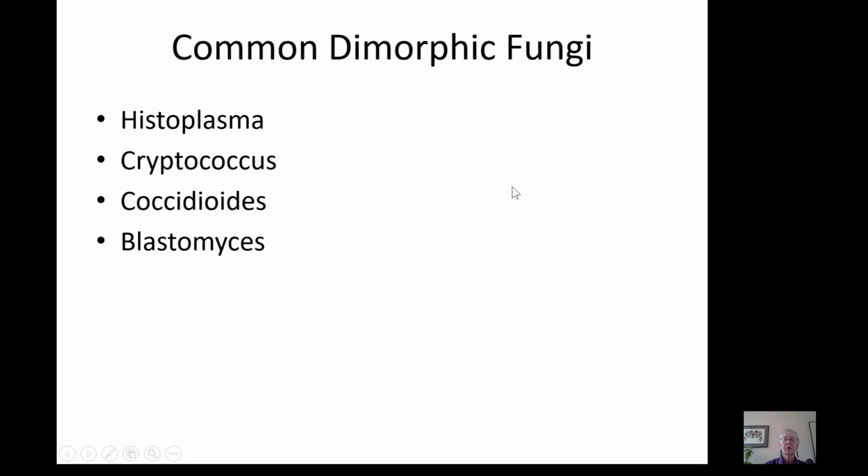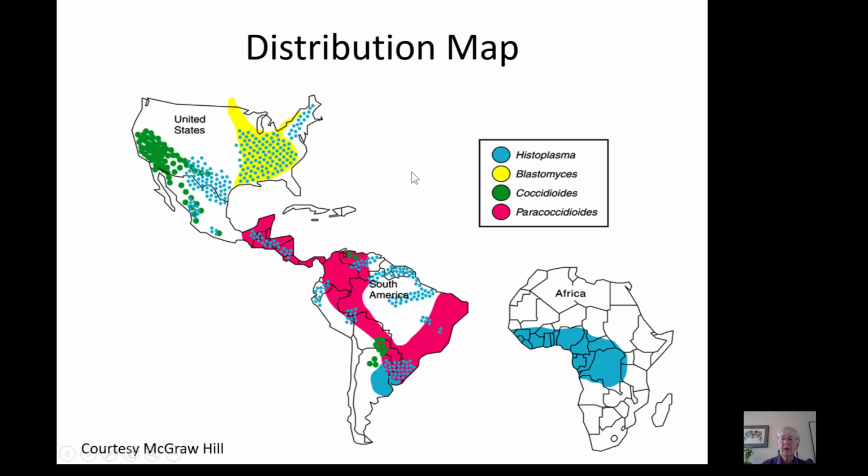The common dimorphic fungi in Canada and the US are Histoplasma, Cryptococcus, Coccidioides, and Blastomyces, and I'm going to concentrate on these four. There are other dimorphic fungi. This is a distribution map which shows the distribution here of Histoplasma, Blastomyces, and Coccidioides. Histoplasma is seen here in the St. Lawrence River Valley, the Mississippi River Valley, and the Ohio River Valley. So if you're a hiker, that's where you'll find associated with histoplasma.